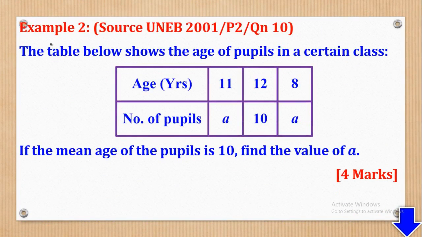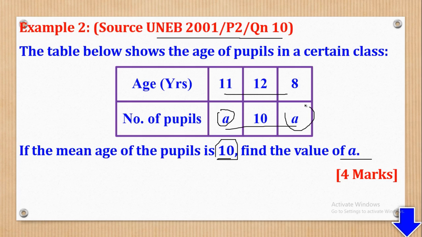Now we shall go to example 2. Example 2 came from UNEB 2001, paper 2, question 10, and it says the table below shows the ages of pupils in a certain class. So these are the ages and these are the numbers of pupils. If the mean age of the pupils is 10, find the value of a. In this case they have given us the mean, but they have not given us the value of a, and so that's what they want.